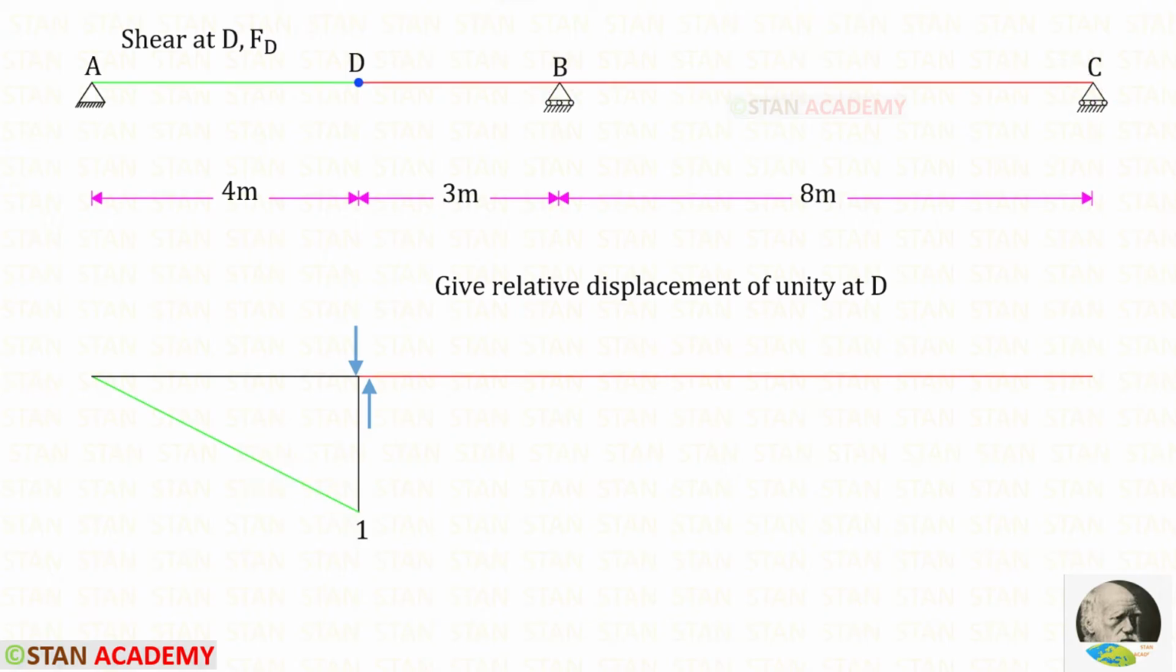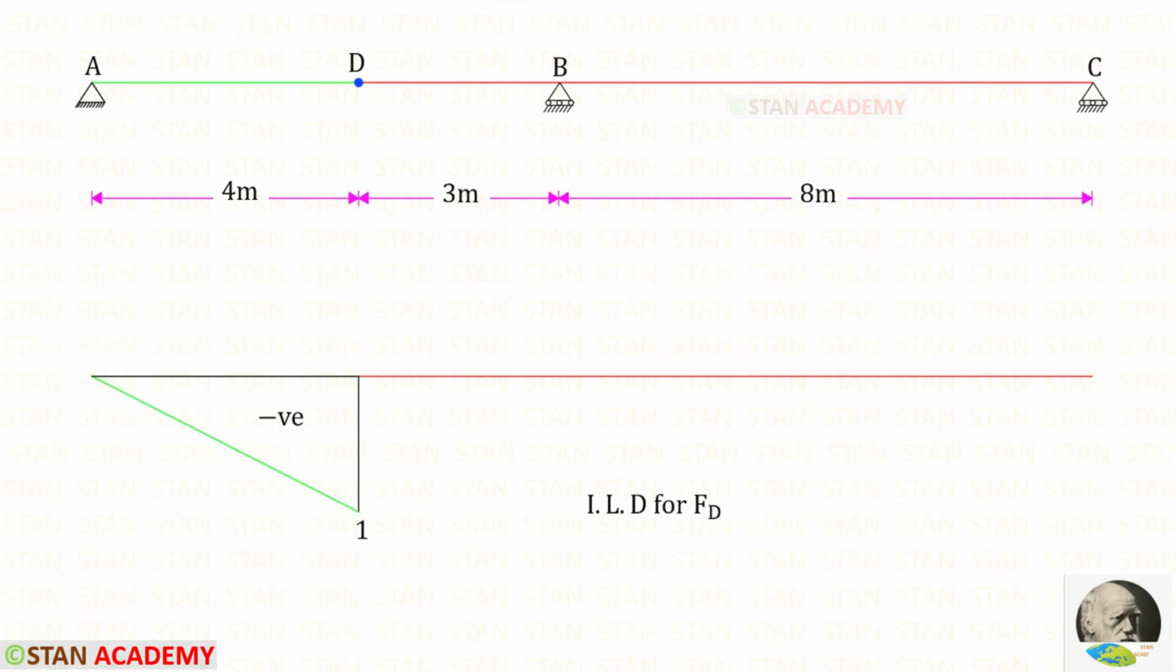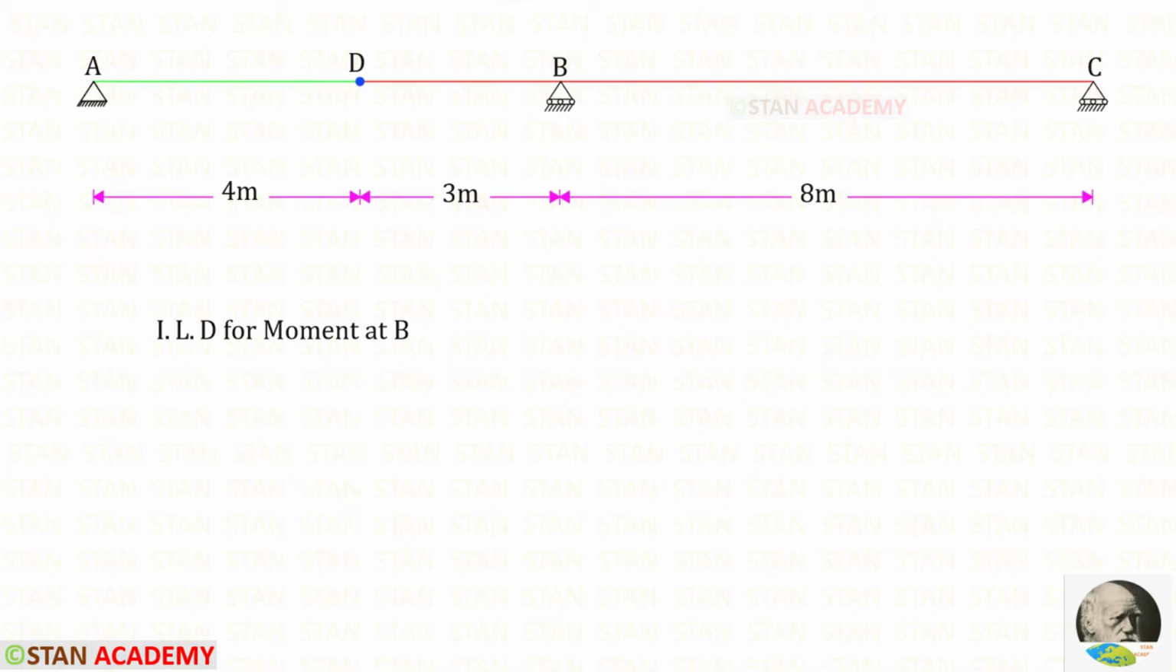Since there is a displacement on only one side, the displacement will be 1. In the point A, there is RA, so the displacement will be 0 here. Using that, we can draw this. So this is the ILD for FD. Now we are going to draw the ILD for the movement in the point B.